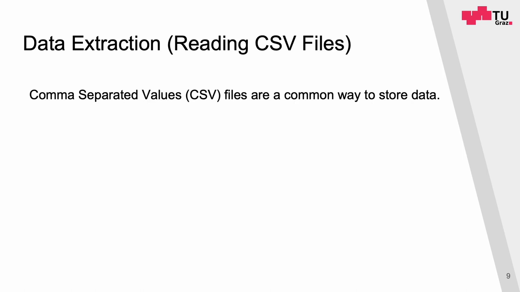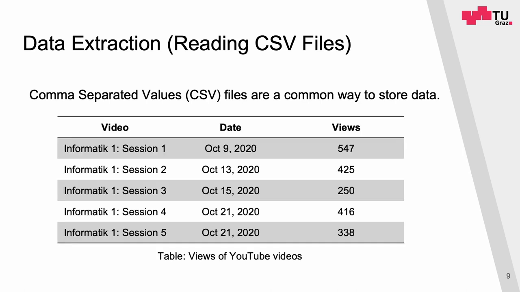As already said, CSV files or comma-separated values files are a common way to store data in general. And so, for example, if we have a table containing views of YouTube videos, which has 3 columns, namely the first column video, which just holds the name of the video, a second column called date, which holds the date when the video was uploaded, and the third column which holds the number of views which the video got.